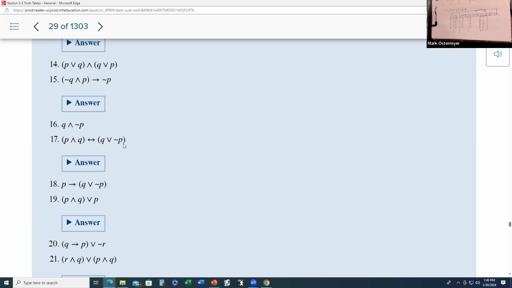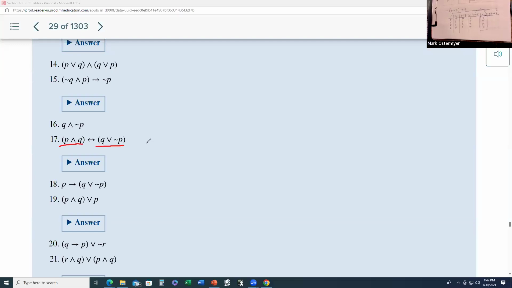What would we do first here, order of operations? The parentheses, yeah. You'd have to do the and first with the P and Q. That could be your next column after Q. But the second set of parentheses, what would you have to do first? Not the or, but the negation. You'd have a column for the negation of P. Then you could do the or with Q. And then you do the biconditional, the if and only if, where this is your first statement and this is your second statement.